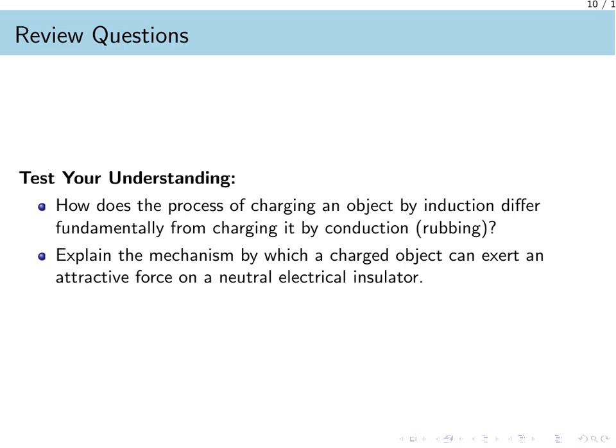Finally, here are some review questions to further test your understanding of today's material. First, explain how the process of charging an object by induction differs fundamentally from charging it by conduction, such as by rubbing. Second, clearly outline the mechanism by which a charged object can exert an attractive force on a completely neutral electrical insulator. Take some time to review the concepts of electron mobility, grounding, and polarization to ensure you can confidently answer these questions.